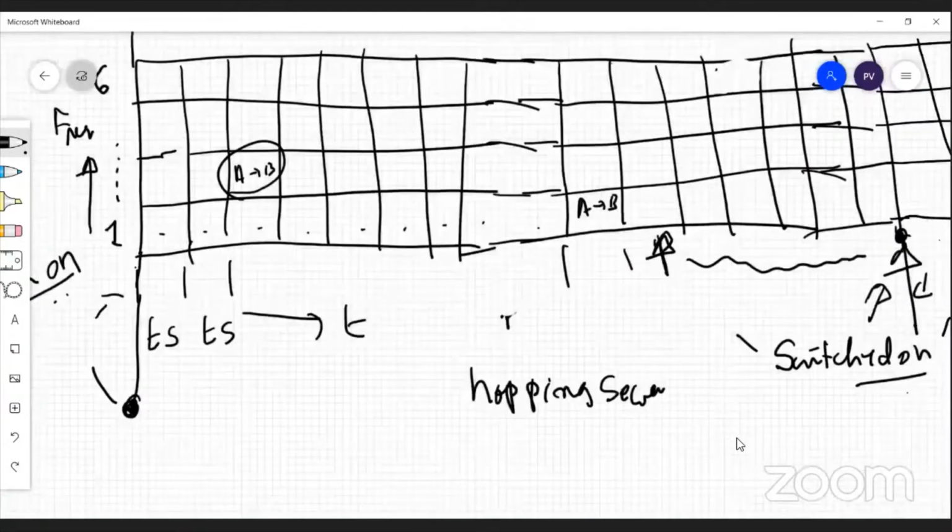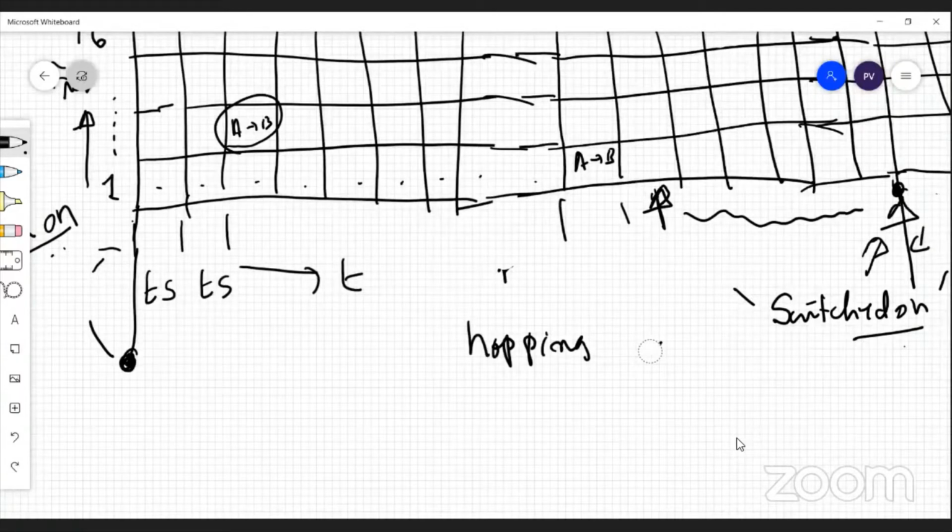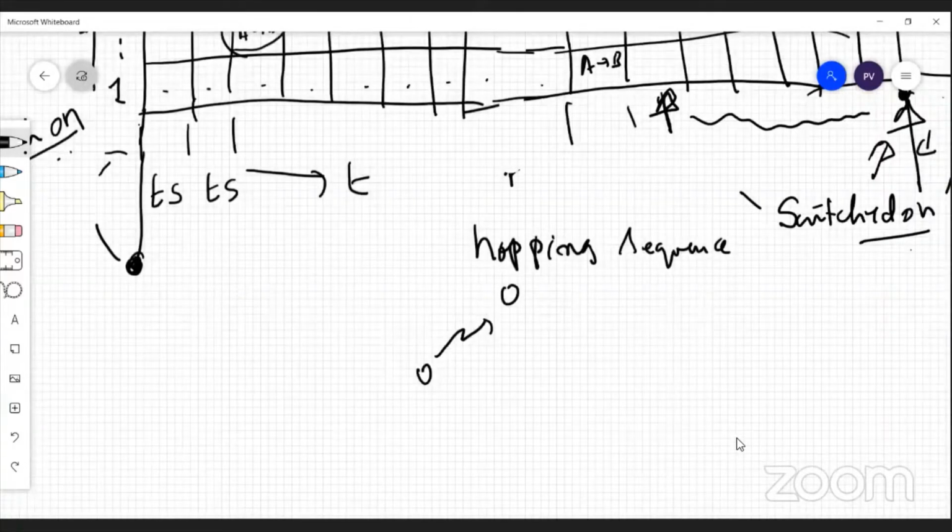You know the hopping sequence. If there is a node network like this, there is another node here. There is another node here. There are two nodes connecting to this, let's say. This node is now like a receiver for two other nodes. This is A, this is B, and this is C.